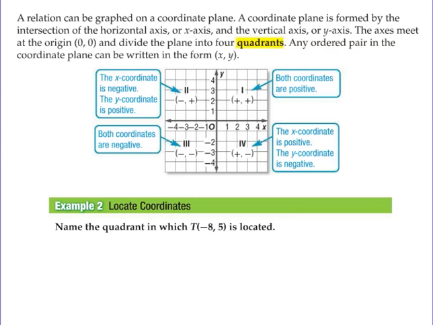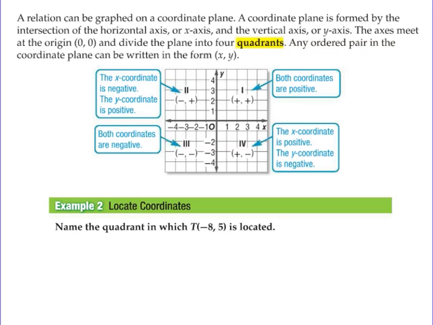A relation can also be graphed on a coordinate plane. A coordinate plane is formed by the intersection of the horizontal axis and the vertical axis. Remember, the horizontal is x, vertical is y. The axes meet at the origin and they divide the plane into 4 quadrants. Remember how we number? And we always use Roman numerals. 1, 2, 3, 4. Any ordered pair in the coordinate plane can be written in the form x, y.